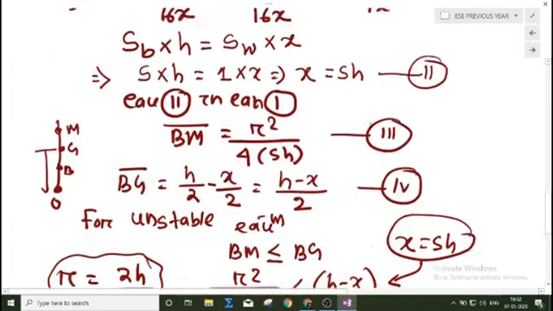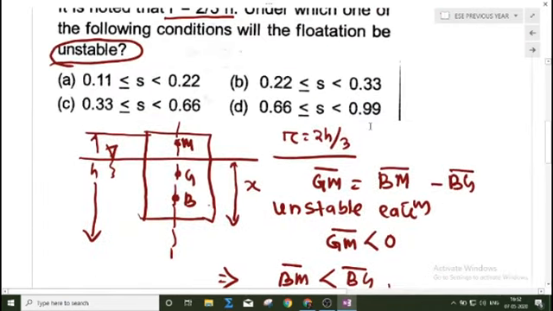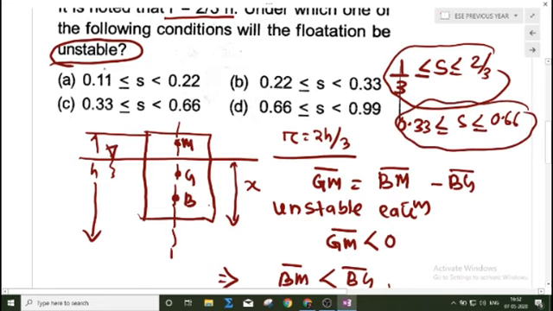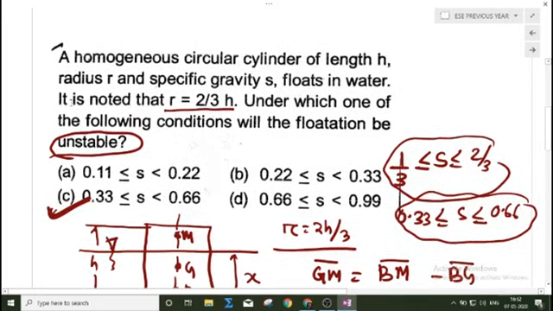Unstable equilibrium condition. So which one is correct? The answer we are getting is s greater than or equal to 1 by 3 and less than or equal to 2 by 3. What is 1 by 3? This is 0.33, and it is less than or equal to 0.6. This is my option. This is a very nice question which came in the year 1997.